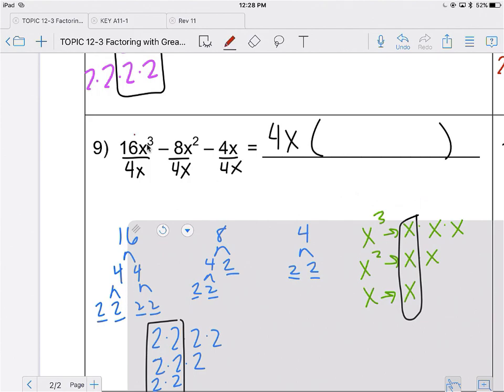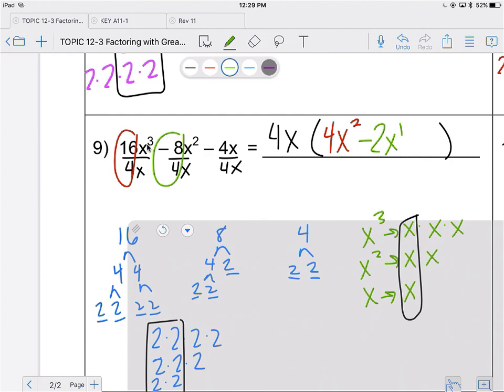And now I divide. 16 divided by 4 is 4. X to the 3 minus 1 is 2. Negative 8 divided by 4 is negative 2. X to the 2 minus 1 is 1. Negative 4 divided by 4 is negative 1. X divided by x cancels. Note that because you are dividing out, you can only divide what you have. You cannot divide more than you have. So if you divide and you get fractions, you've divided too much.